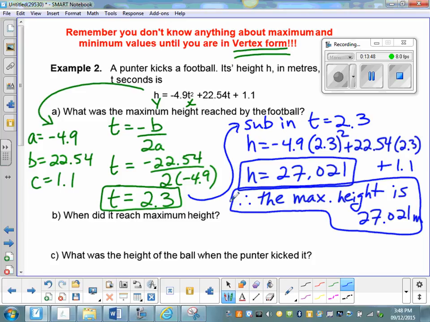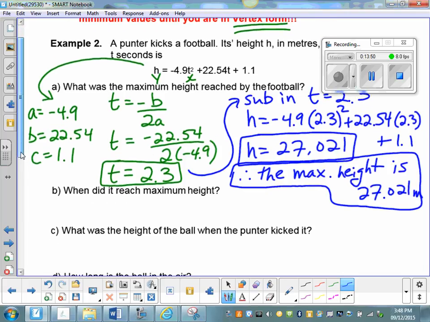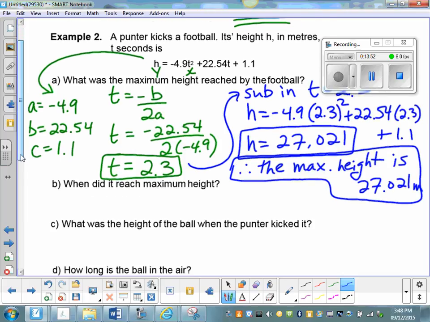Nice. And there's the flip side of the question. We've got the maximum height. Now they want to know, when did it reach the maximum height? So remember, that's the other part of the vertex. So it reached maximum height at 2.3 seconds. So we'd use both parts of the vertex values there.